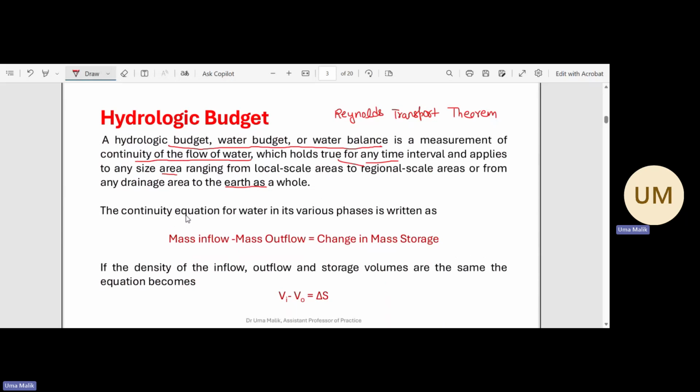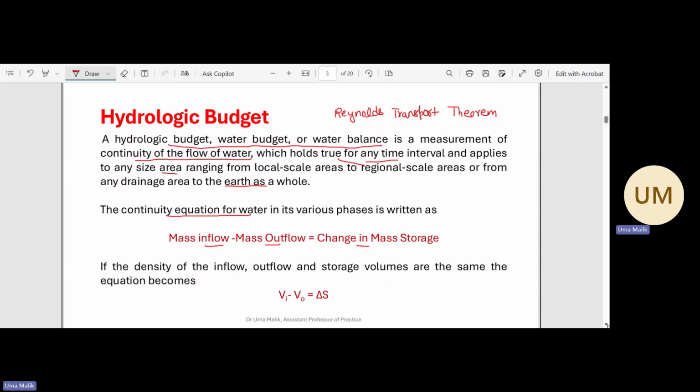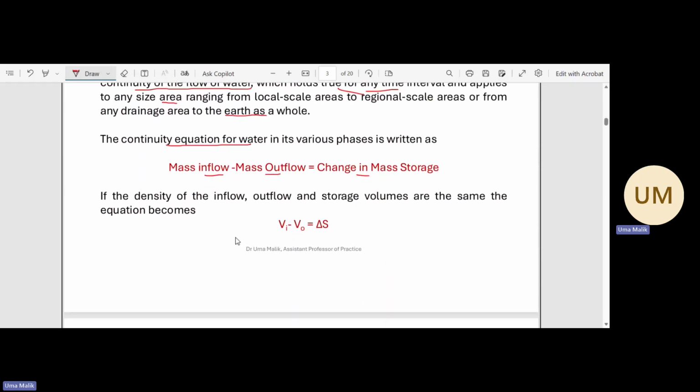Now, for establishing the hydrologic budget equation, the continuity equation of water can be written as mass inflow minus mass outflow is change in mass storage. If the density of inflow, outflow, and storage volume is the same, in our case it is storm water runoff, we can rewrite the equation as VI minus VO is equal to delta S. And what would be VI?